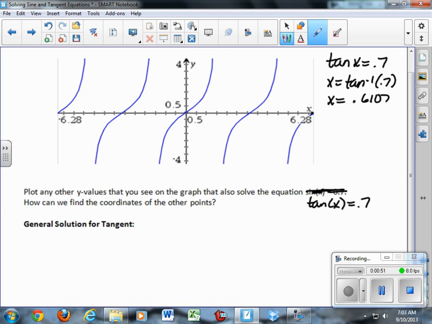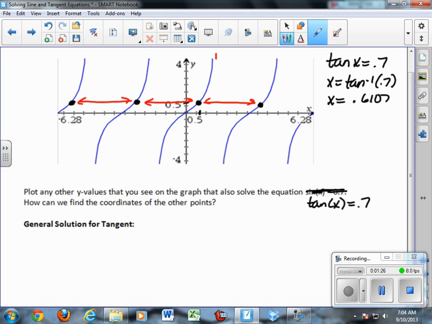So let's locate that point on the graph. X, the angle, or the radian value is 0.6107, so that's about right here. And tangent is 0.7, the y value, so that's this point right here. Now you can easily see some other angles that have the same tangent value. There we go. Now you notice they're all equally spaced. The distance between these points, they all look about the same. The question is, what are they?